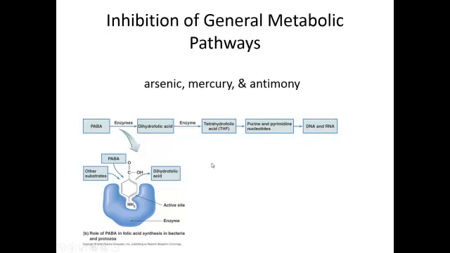Now, we humans do not have this enzyme. We cannot make dihydrofolic acid. We have to consume folic acid in our diets so that we can go from here to here to here, so to speak. So this is a good pathway to attack.